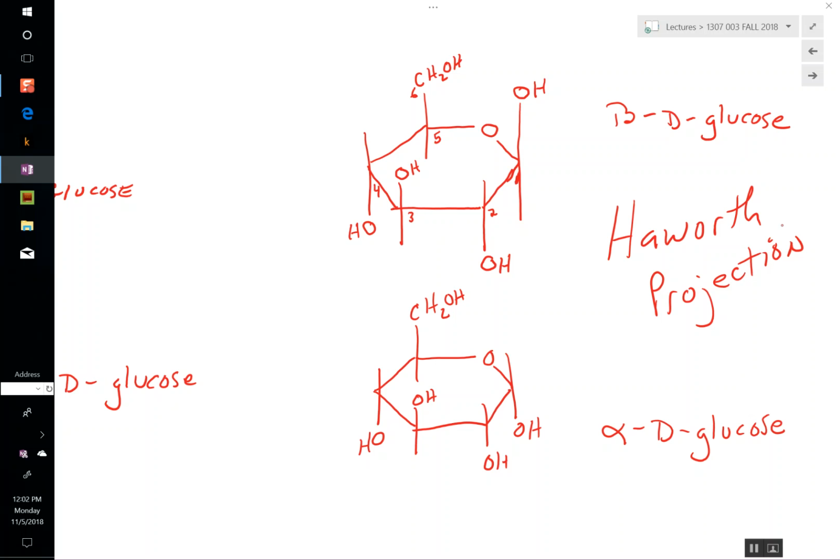You don't have to change it. They both naturally occur. It just happened to be which way you had that rotated. Alpha and beta are both correct. The thing is just which one did you make? You made the alpha.